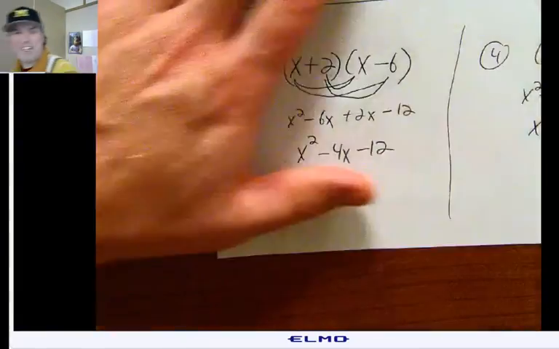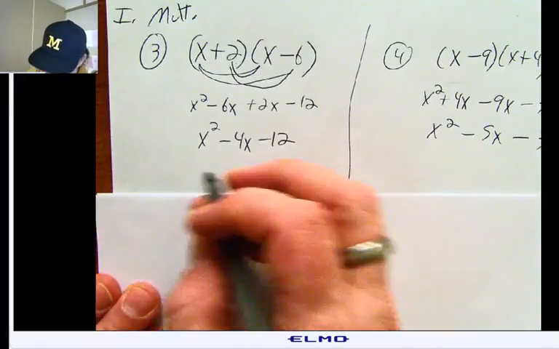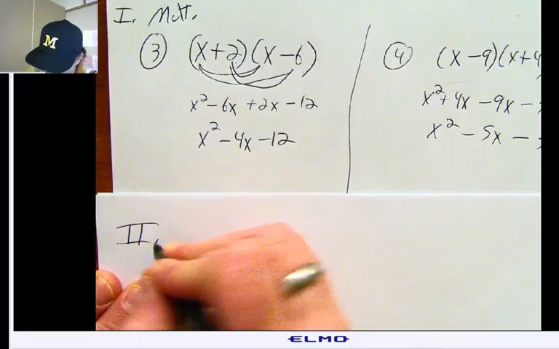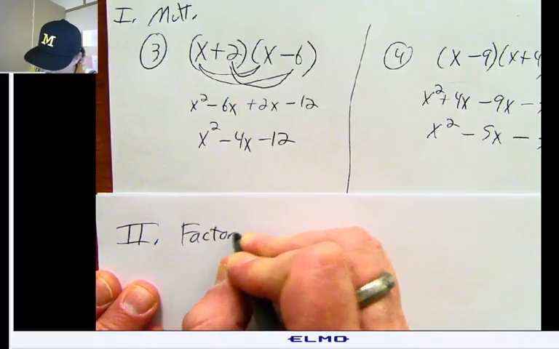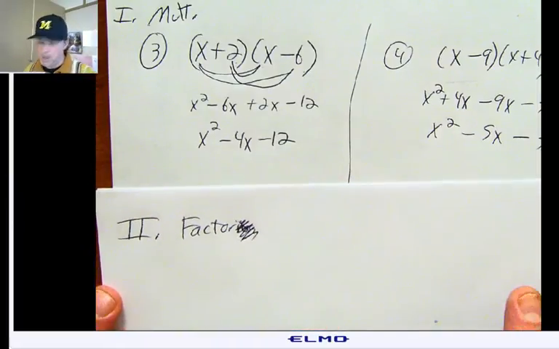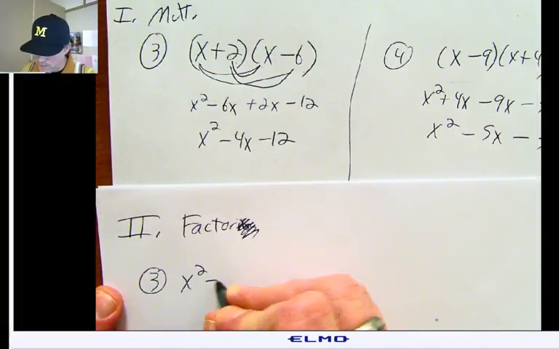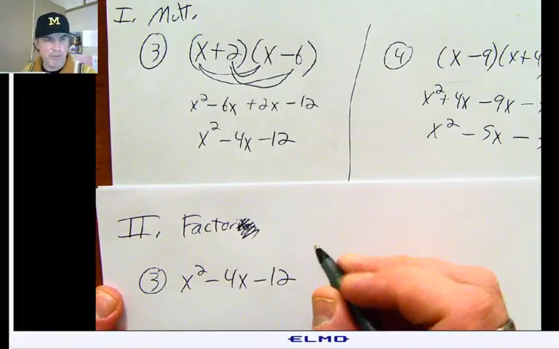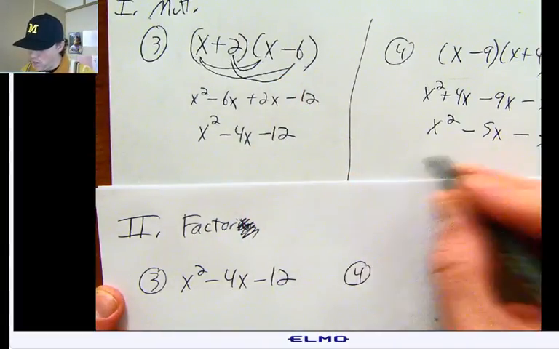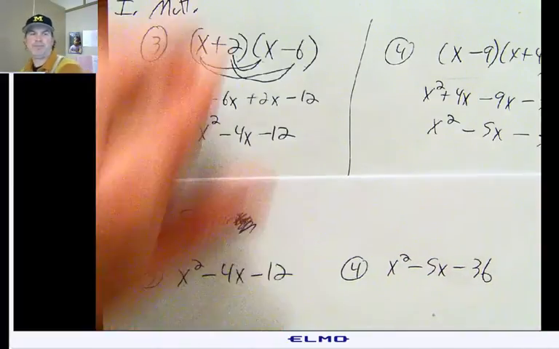Okay, so that's how you go about multiplying these, but then how would you go about factoring those answers back into these multipliers? So part 2, factoring. We want to factor number 3, x squared minus 4x minus 12, and it's going to answer to this. Let's just figure out how. And then number 4 is going to be x squared minus 5x minus 36.